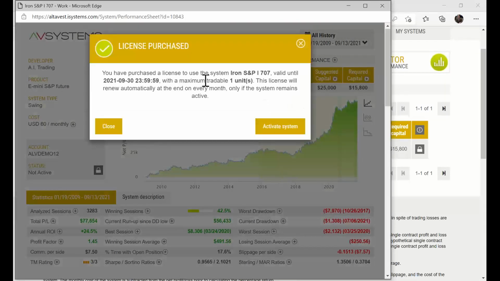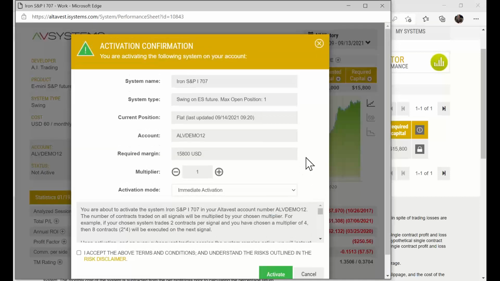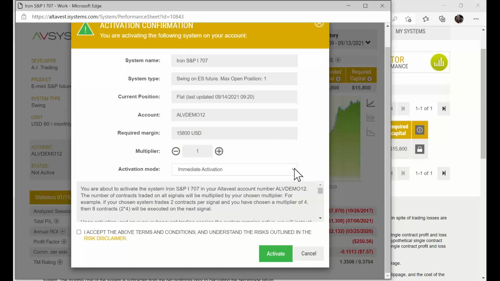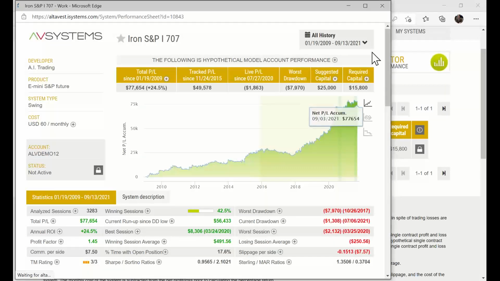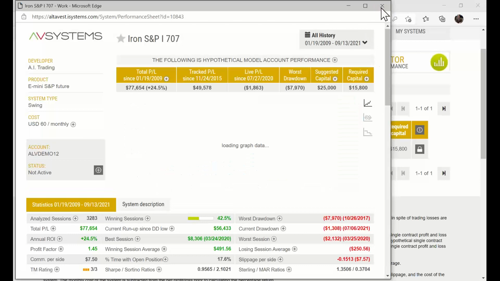And then, after you buy the license, you would then activate the system. This is just a demo account, so I won't activate it right now, but you can go immediate activation. Sometimes the system will let you activate on the next signal, depending on the system. Then you would accept that disclaimer and click activate. Let me show you what happens after you activate a system.